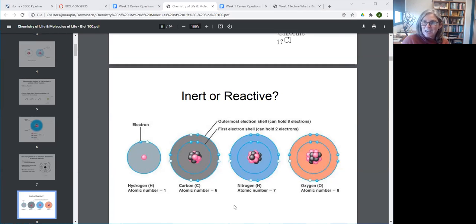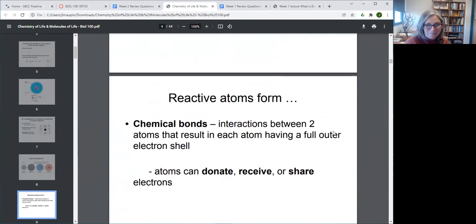If it's stable, it's generally not a good bio element, because in biology, we need to have molecules, which means bonds need to form, and reactive elements are what form bonds, and they do that to fill those outer electron shells. So let's look at those.